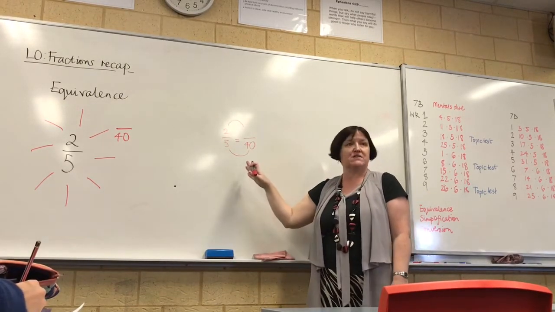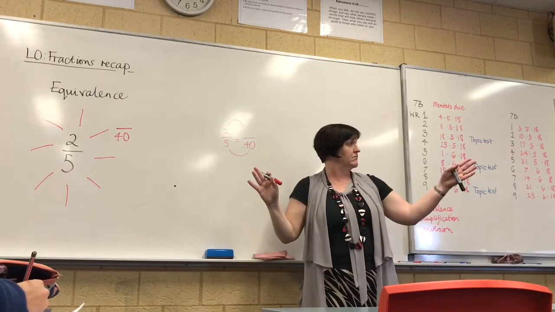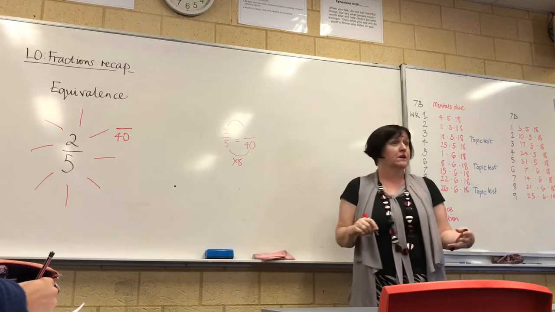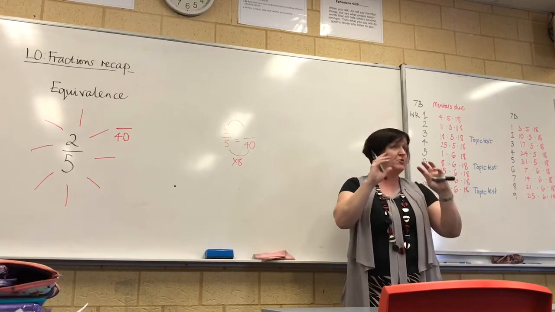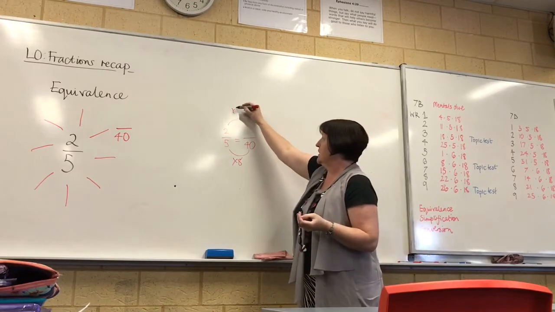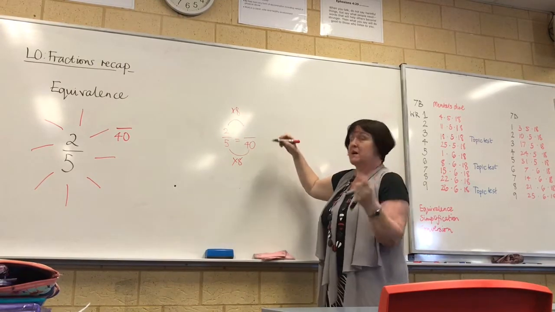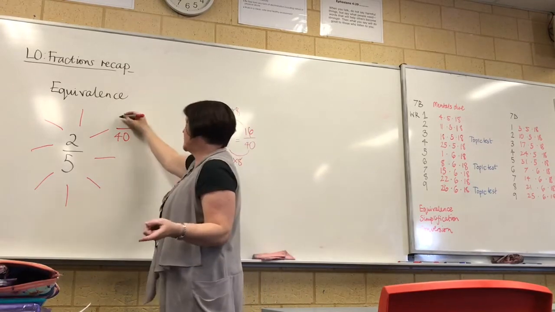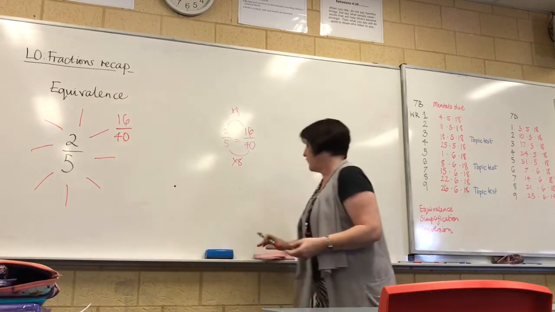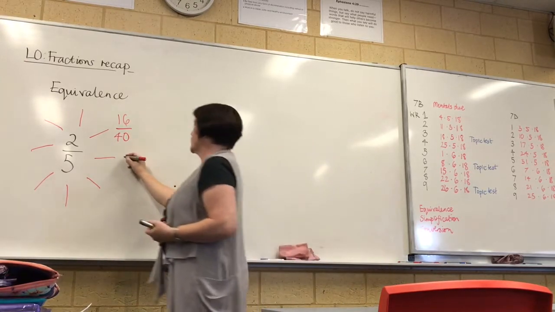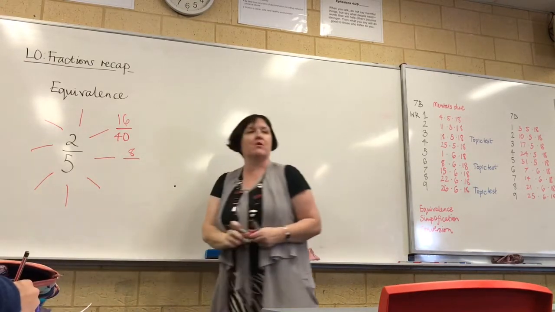So what has happened to the 5 to make it 40? Multiply by 8, that's right. So, remember, when we treat the numerators and the denominators, we have to treat them exactly the same. So we also times the numerator by 8, which gives us 16. So our equivalent fraction is 16 over 40. Okay? Right then, let's try with a new numerator.